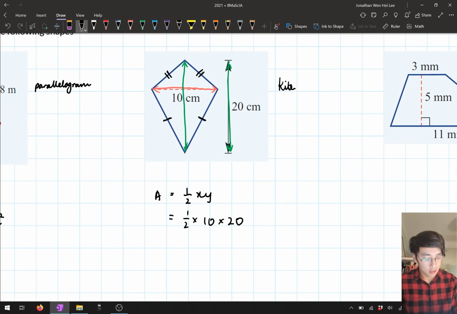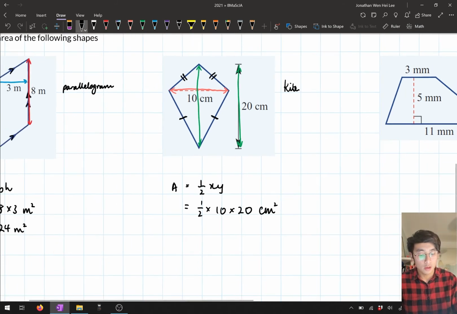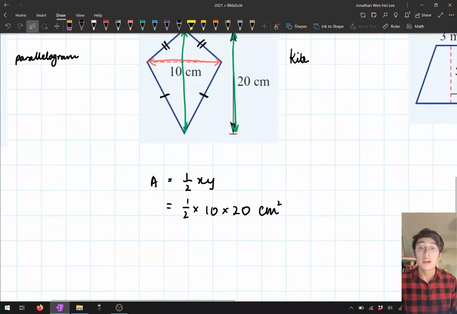Here, these measurements are in centimeters, so my area is going to be in centimeters squared. Once we've done that, we just need to calculate what this number is. When you do half times anything, you're just halving a number. For example, half times 10 gives you 5, because half of 10 is 5. Then I need to times that by 20, and so here I get 100 centimeters squared.